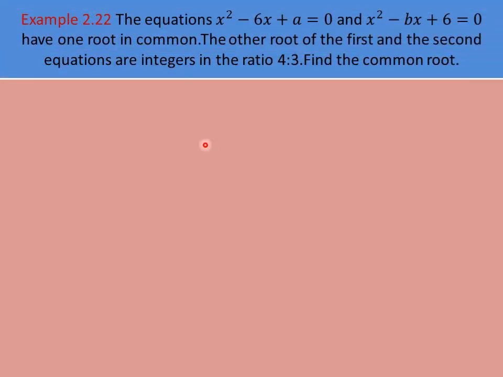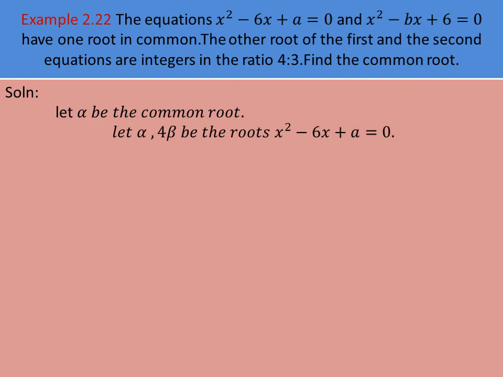Example 2.22. The equations x square minus 6x plus a equal to 0 and x square minus bx plus 6 equal to 0 have one root in common. The other roots of the first and the second equations are integers in the ratio 4:3. Find the common root. Solution. It is given that for both the equations one root is common. That common root you can take as alpha. And now you can see how the second root is. It is given that the second roots for both the equations are in the ratio 4:3.